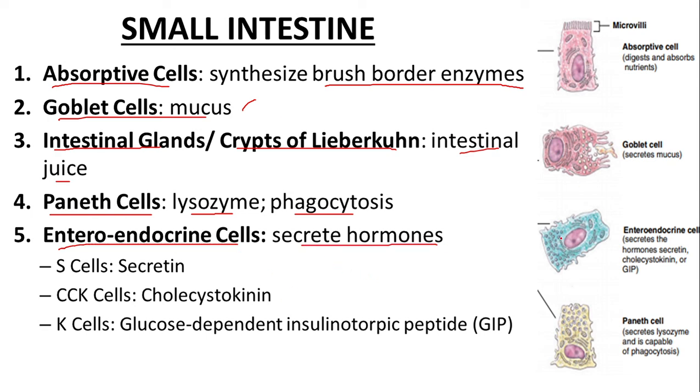So damo functions kasi sa small intestine. So S cells secrete secretin, CCK cells secrete cholecystokinin, K cells secrete GIP or glucose-dependent insulinotropic peptide. So more on these later on when we talk about hormones. So we'll end our discussion here about the small intestine.